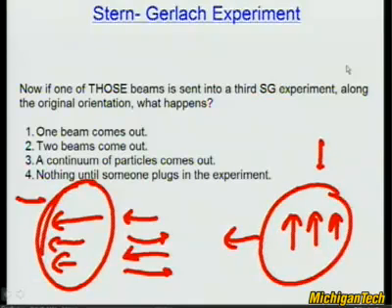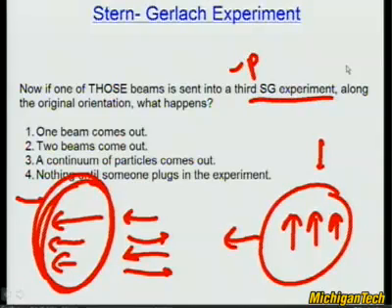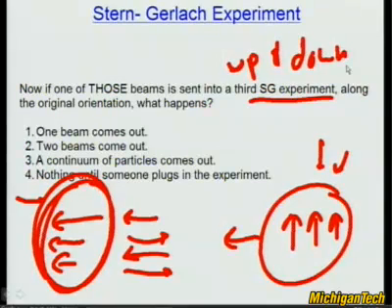So these guys were all measured with spin left-right. One of those beams goes into the third one, which is an up-down oriented Stern-Gerlach device. What happens? Do you get one beam that comes out because they were all spin up to begin with? So are they all spin up still? Do two beams come out because now some of them are spin up and some of them are spin down? So somehow they got confused again. Do you see a continuum this time because this time you've spread them out? Or does nothing come out until someone plugs the thing in?